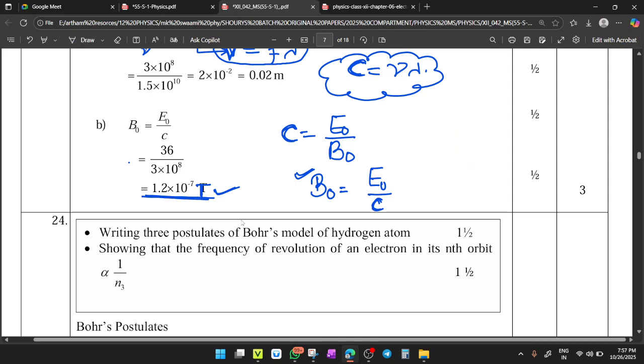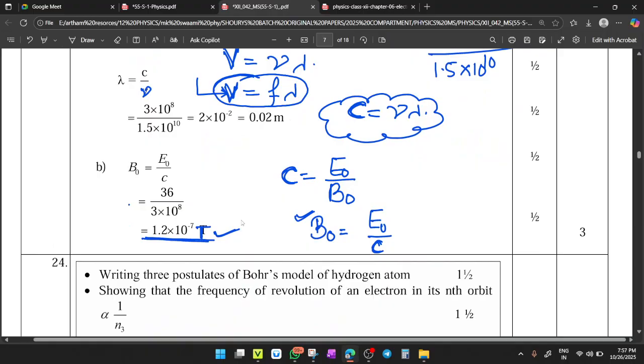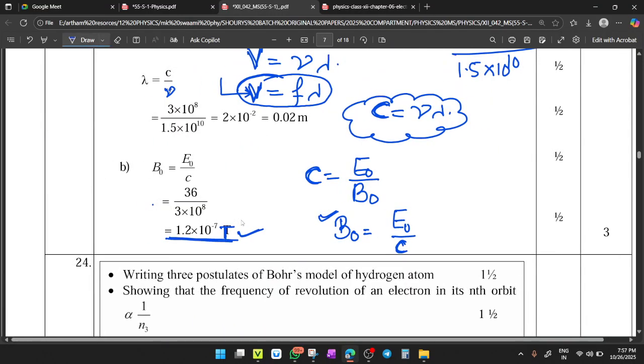So students, mainly two formulas are here, and you have to focus on them. First formula, very important: C equals nu lambda for an electromagnetic wave. By this formula, you can evaluate either wavelength or frequency. Second formula: C equals E naught by B naught, where E naught is the peak value of the electric field and B naught is the peak value of the magnetic field. So you can find either E naught or B naught using the same formula. Here the magnetic field value is asked, but the electric field value may also be asked.